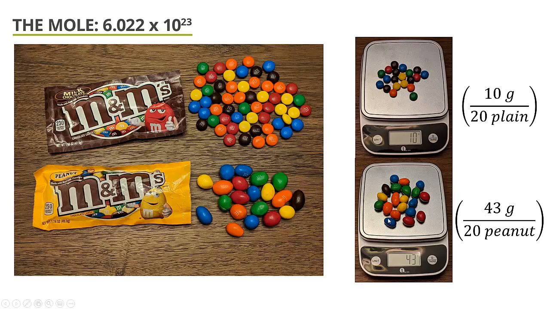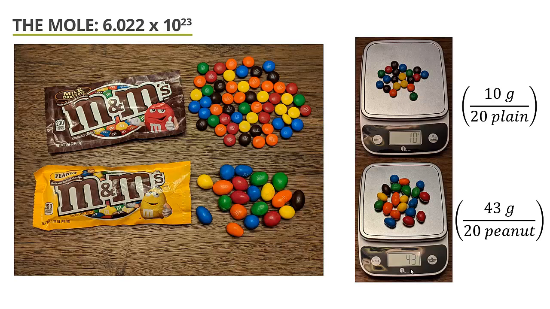So what I wanted to do is I wanted to see, alright, what happens if I place 20 plain M&Ms on a simple balance? How much does that weigh? And in our case, it was 10 grams. But if I take those same 20 M&Ms, but this time they're peanut, now they weigh 43 grams, almost 4 times as much. So I have the same amount of M&Ms, but they weigh a different amount. And that's exactly how it is with chemistry. I could think about it as, why do the piles of candy weigh different amounts? Well, it's the same thing with atoms.